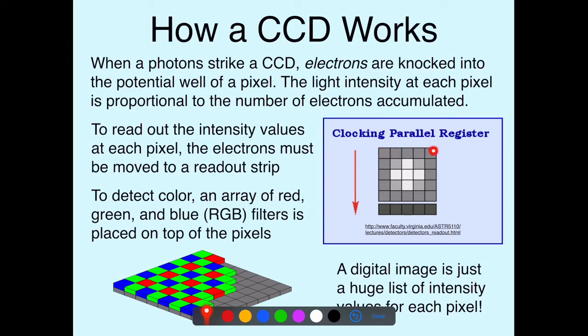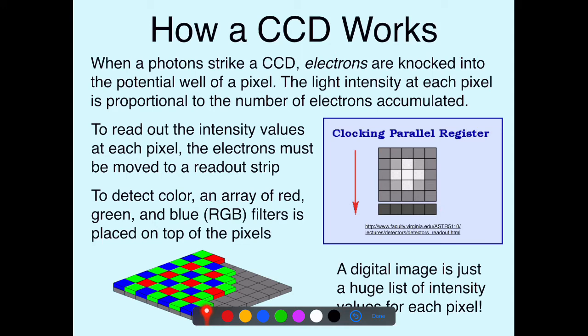So this is a CCD with a bunch of different pixels, and at each pixel, if light comes in and hits the pixel, that knocks electrons into a potential well where they can be stored. So basically each pixel has some number of electrons being stored there, and the more light that hits the pixel, the more electrons we'll have. But if we actually want to read out those values and save this image to a file, we're going to have to move these electrons somewhere else where they can be read out.